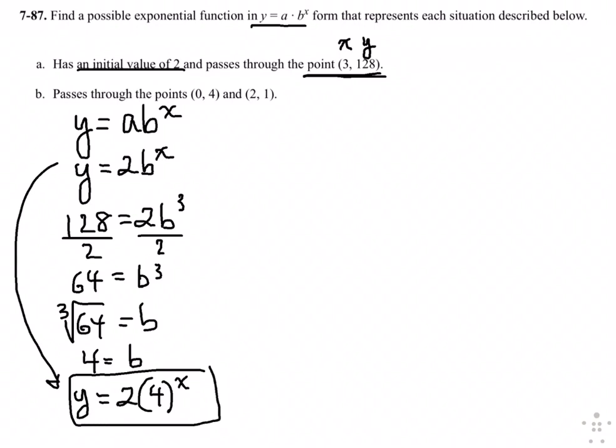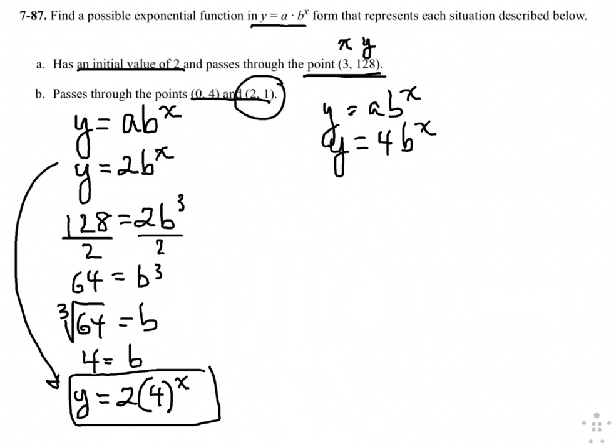And we've solved A. Now for B, it's the same thing. We're going to start with y equals ab to the x. We're going to substitute in 4 for a because that's the 0th term, so we have y equals 4b to the x. And now we'll take this point, 2, 1, and we'll substitute it in. 2 is the x, 1 is the y, so 1 equals 4 times b to the x, which is 2.